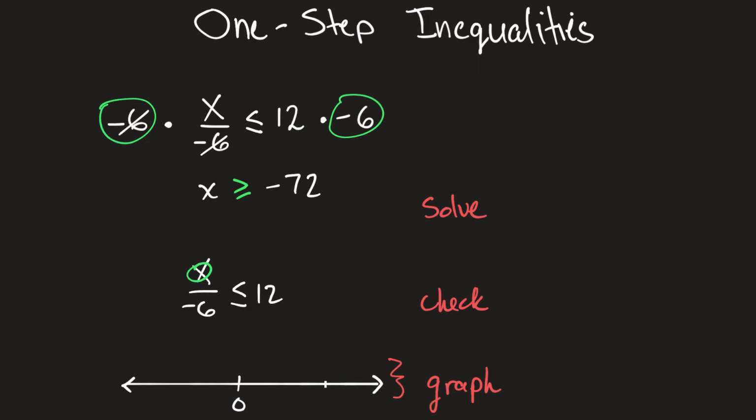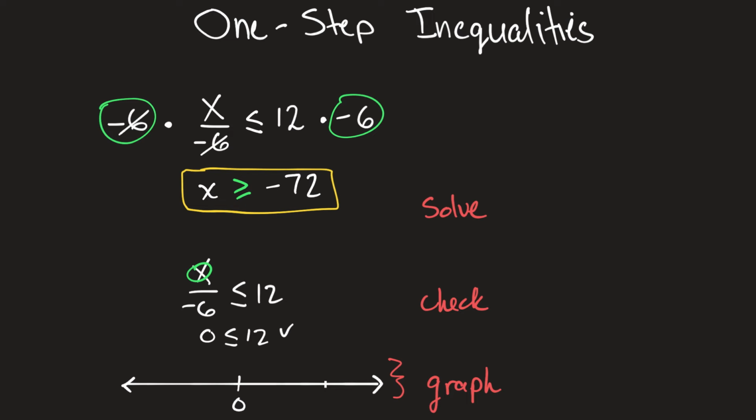So what's 0 divided by -6? Well, that should be just 0. And is 0 less than or equal to 12? Yeah. That is right. That checks. So that means that this is our correct solution. Now we just have to graph it. We're looking at the numbers, these numbers have to be bigger than -72 or equal to.